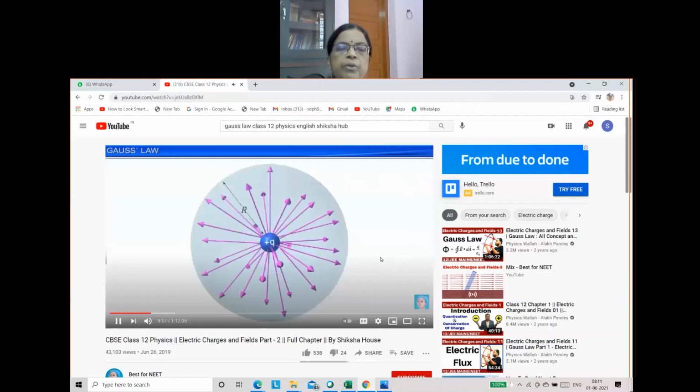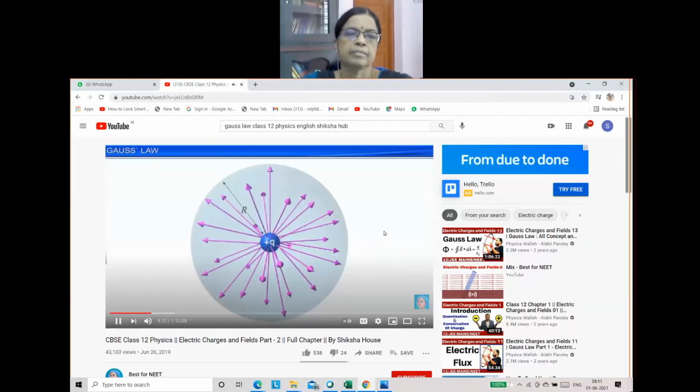See, when a positive charge is kept here, these are the electric field lines. Outward, positive charge, we know field lines are normal to the surface and outwards. These arrow marks represent electric field lines. Why is it drawn outward? Because this is a positive charge. That's why it is drawn outwards, normal to the sphere at all points on its surface.